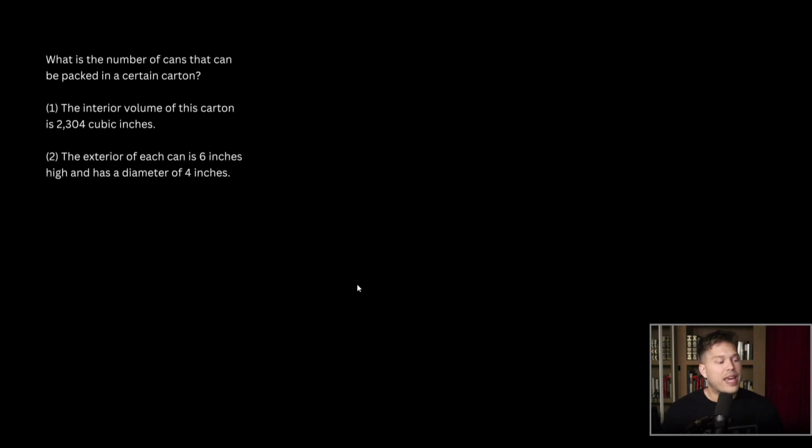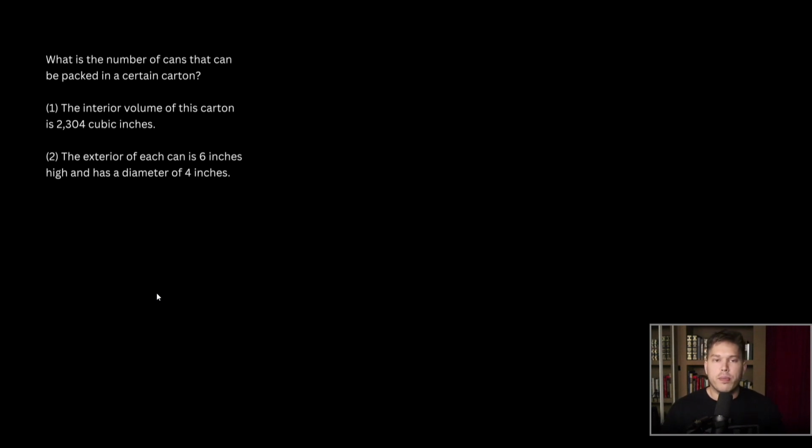What is the number of cans that can be packed in a certain carton? Statement 1, the interior volume of this carton is 2304 cubic inches. So, okay, we know the volume of the carton, but we don't know anything about the can, so statement 1 is not enough info. What about statement 2? The exterior of each can is 6 inches high and has a diameter of 4 inches. Okay, so similarly, we know the dimensions of the can now, but we don't know anything about the carton, so statement 2 is not going to be sufficient.